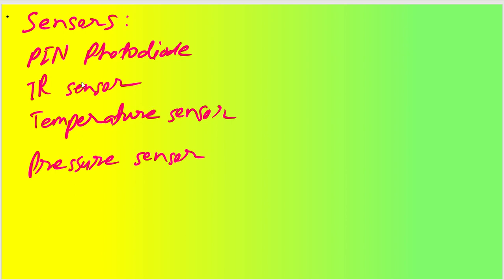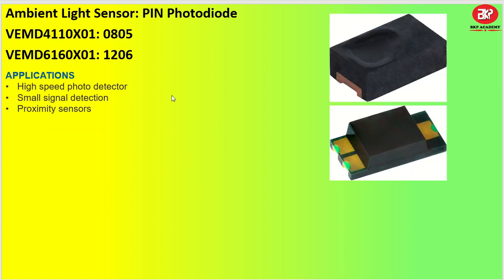So first of all, we will try to understand what is pin photodiode and how we can incorporate that particular device in our design. IR sensors, temperature sensors, pressure sensors, so many other different kinds of sensors are also there. We'll try to take as many sensors as possible in this 1 hour session. So let us first talk about pin photodiode.